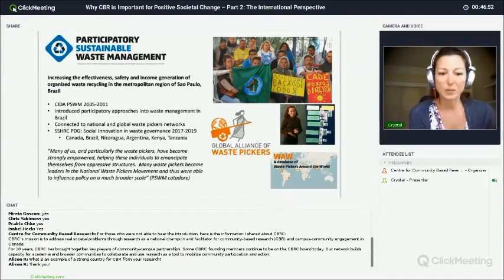So it's working in Sao Paulo, Brazil, with organized and informal waste collectors, particularly those working within cooperatives, but also associations. And the objective of the project was to strengthen the network of those recycling cooperatives to be better integrated into waste management, but also building their skills, their communication, and political agency to participate in policies around waste management. It's a very incredible project.